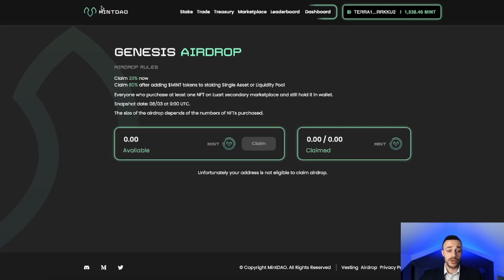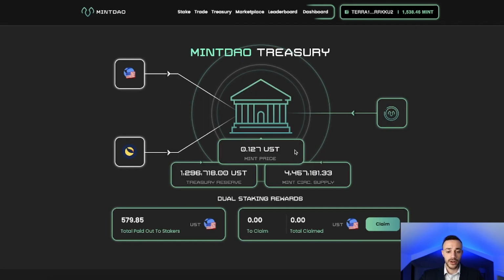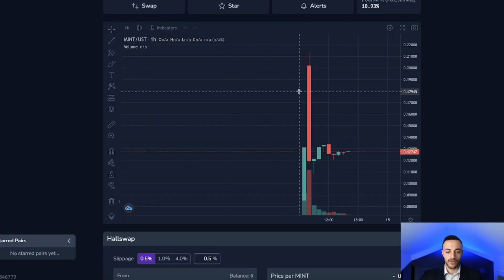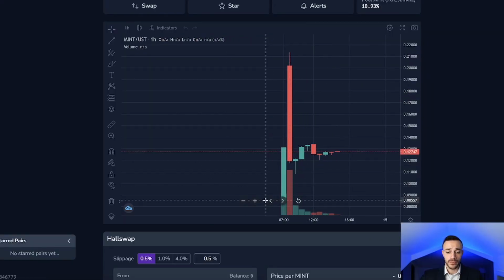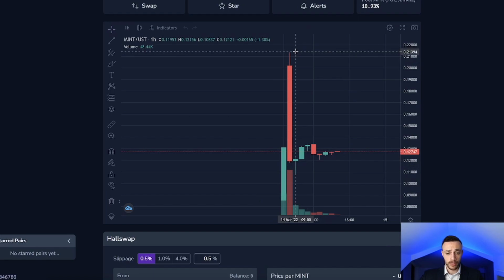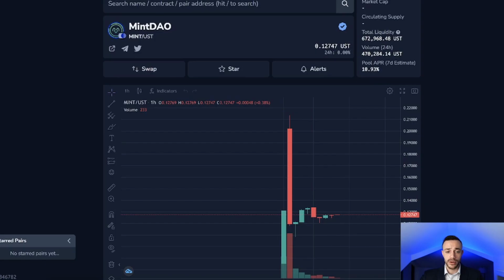Now, this is how you get to the official MintDAO application as well. This is their site right here. You can see the token price of MintDAO is 12.7 cents. So it is performing quite well so far. We can also take a look at the CoinHall chart and see that it did have a bit of a pump up to 21, almost 22 cents. And now it is finding equilibrium down here at around 12 cents. So it's good to see that people are choosing to stake and provide liquidity and not just, of course, sell all their tokens on the open market.